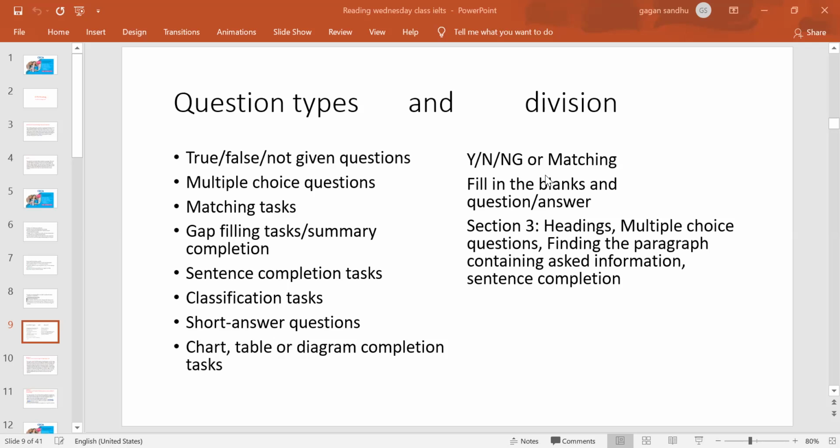Because summaries are about the main key information in the passages. So that can be nouns, that can be verbs, or that can be any adjective or adverb. So probably if you're focusing on such words, you will be getting your answers in an efficient manner, right?